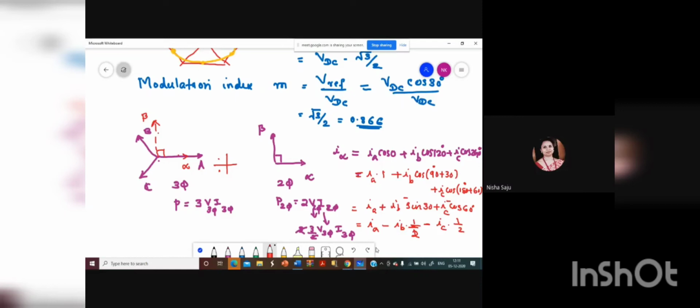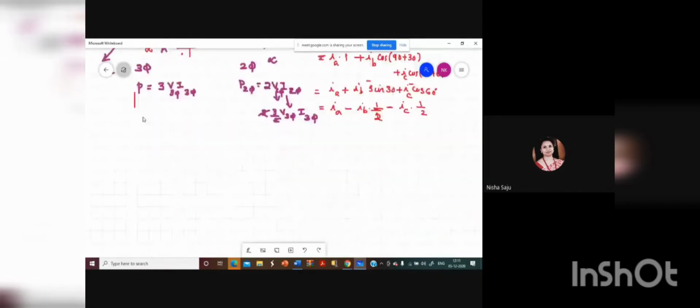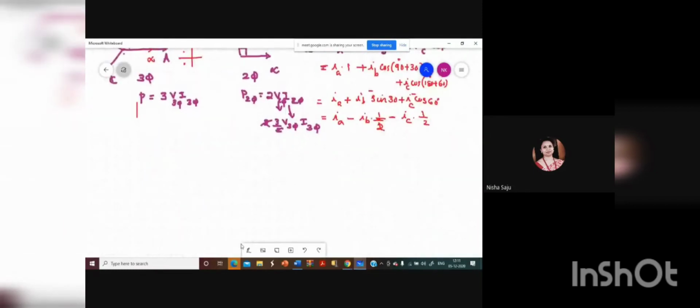So you can write this I alpha value. So next one, you can write the heading as voltage boosting in the case of space vector modulation. Voltage boosting. Okay. So here you are having this parameter like this. Or you can write this will be equal to IA minus 1 by 2, which is common to all, so you will be getting IB plus IC.